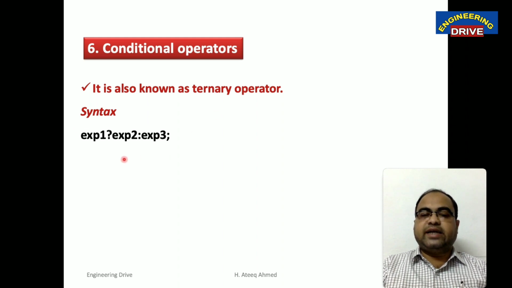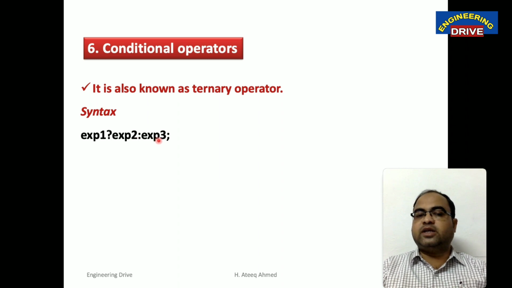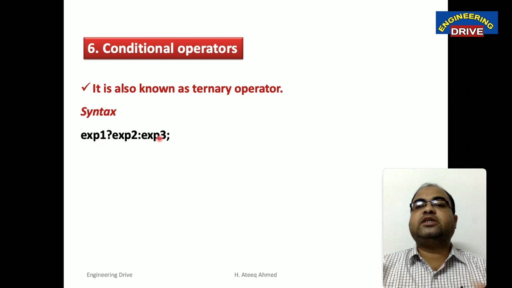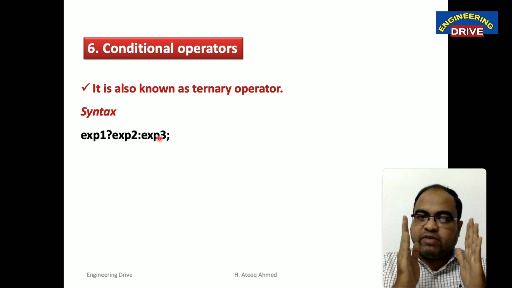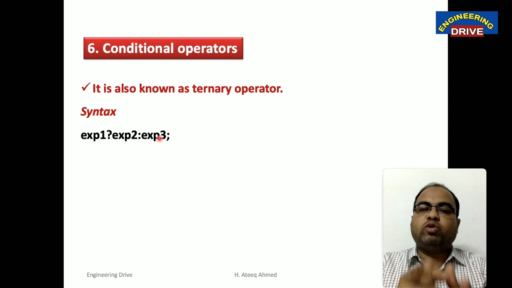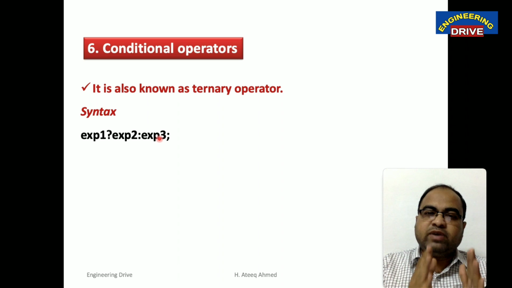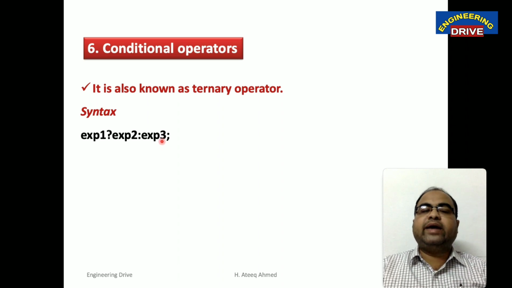So this is the syntax now. Expression 1 question mark, expression 2 colon, expression 3. If expression 1 is true, control will go to expression 2. If expression 1 is false, control will go to expression 3. Remember this point. If expression 1 is true, control will go to expression 2. If expression 1 is false, then it will go to expression 3.